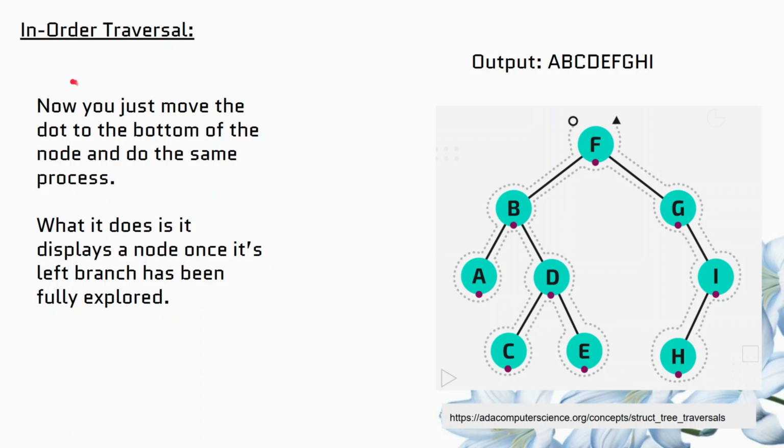So what this actually does, if you were to explain it, is it displays a node once its left subtree has been fully displayed, right? And if we look at F, the root node, for example, F is displayed once all of these nodes have been visited and displayed themselves. A is displayed first because it's a leaf node. It has no subtrees to explore, right?